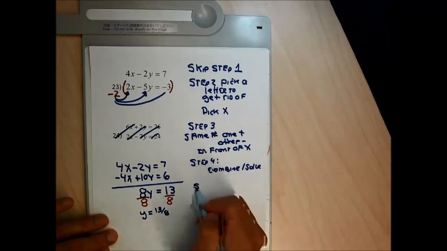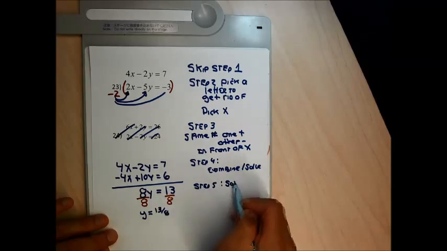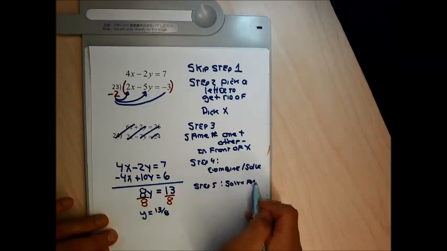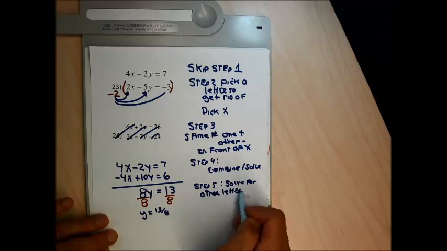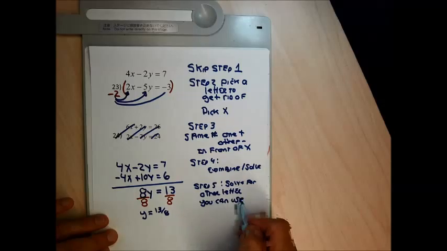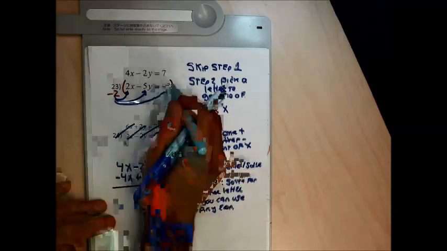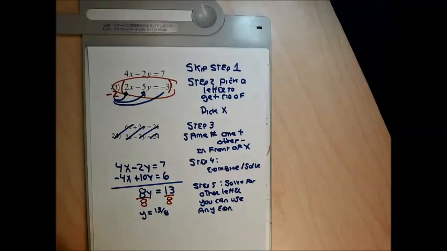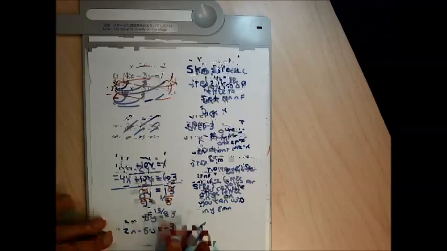Step 5, solve for the other letter. And you can use any equation. I'd like to use one that has small numbers. I'm going to use this equation right there. It's 2x minus 5y equals negative 3. I'm going to plug in 13 over 8 for y.